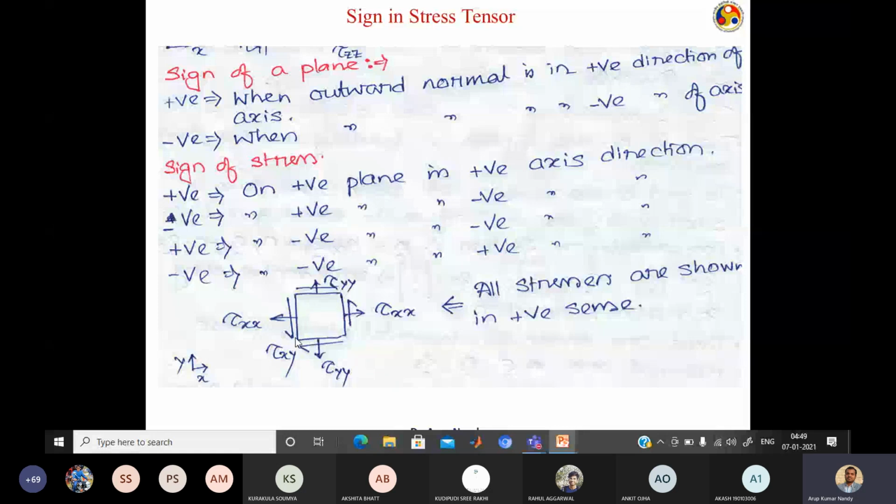Now for negative plane, a stress is positive if it is in negative axis direction. So if you see this negative x plane, this is negative x plane because normal is in negative x direction. So on negative x plane, tau xx is positive in this direction. So on negative plane, stresses are positive in negative direction. So this is your positive.